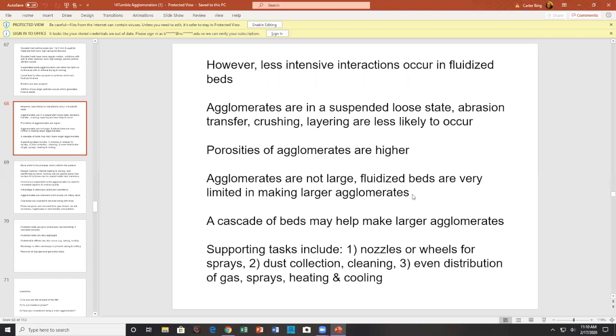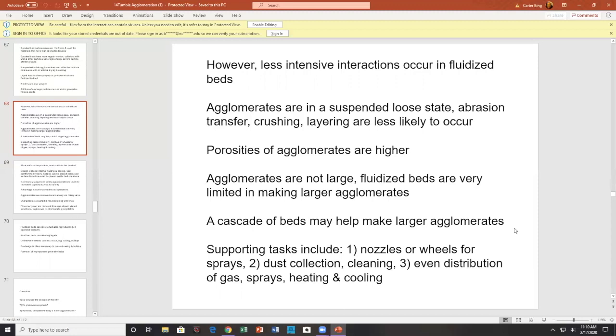As one chap said to me one time, he says fluidized beds can instantize your product. I said, how's that? Well, instantization is very important, he said. And apparently his experience was fluidized beds are the only ones that can instantize the products the way they wanted it done. So fluidized beds do not make large agglomerates. You may have a cascade of beds that may help make larger agglomerates.